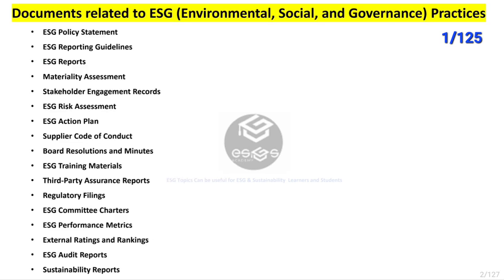So our first topic is: what documents are related to ESG, environmental social governance related practices? There are multiple examples you can see here, like ESG policy statements, reporting guidelines, ESG reports, materiality assessment, stakeholder engagement records, ESG risk assessment, regulatory filings, ESG training materials. So there are multiple examples associated with that. Let us take an example of each document related to ESG, environmental social governance related practices.